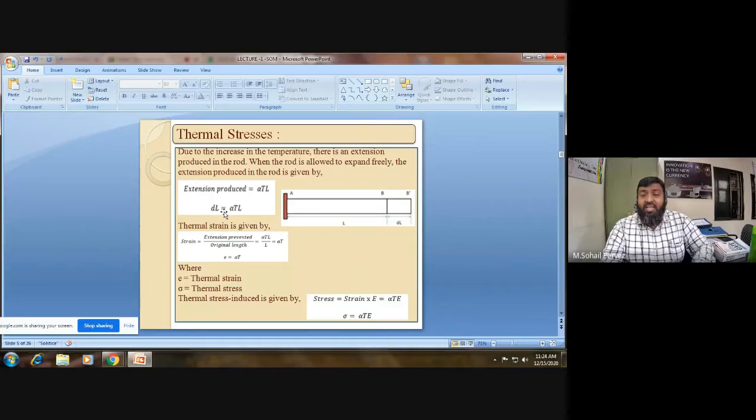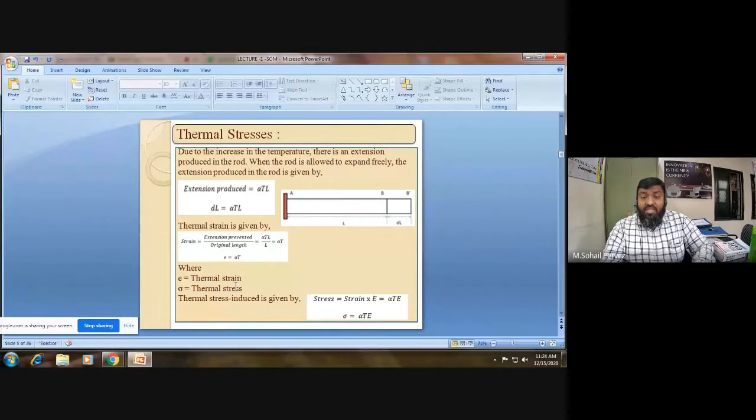So the extension of the rod is alpha into T into L. My dear, this is called free expansion. The expansion of this rod would be known as free expansion, and this delta L is also known as the free expansion length, or the change in length due to free expansion.